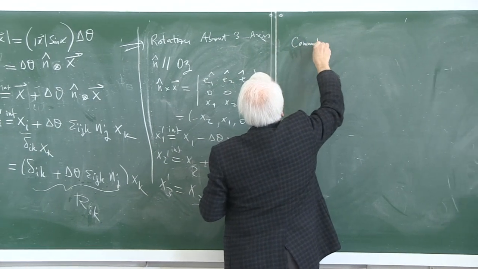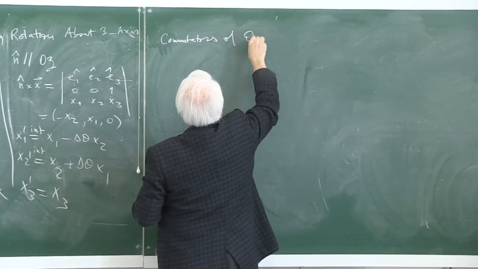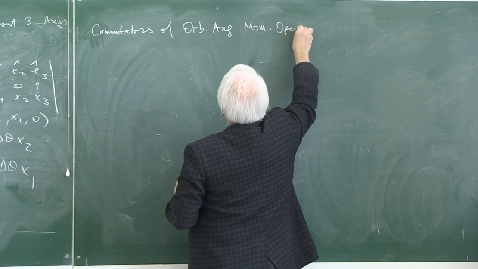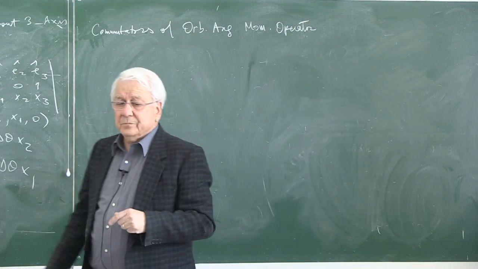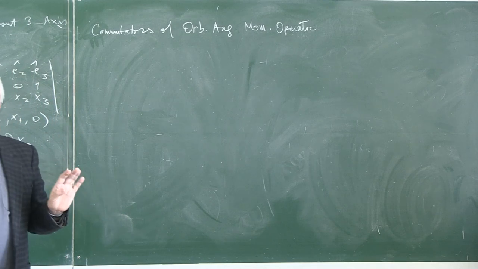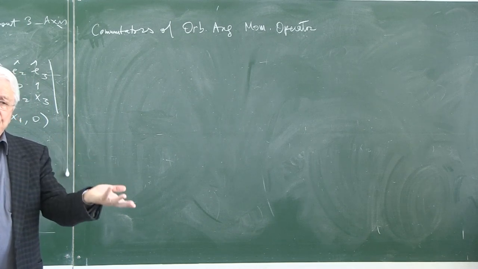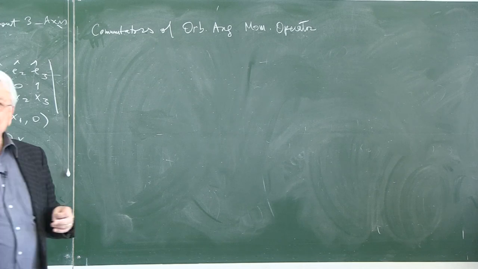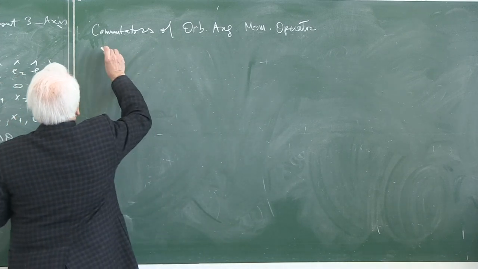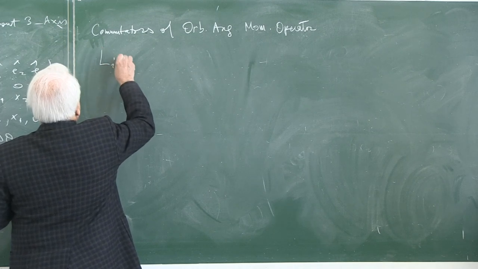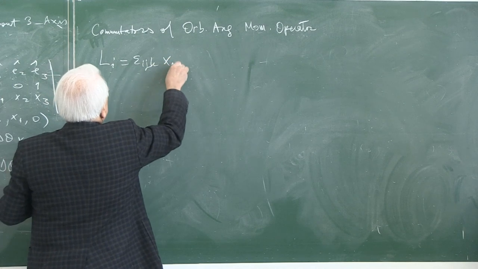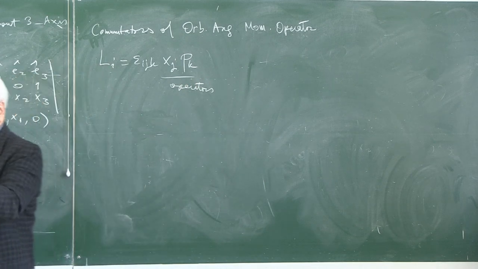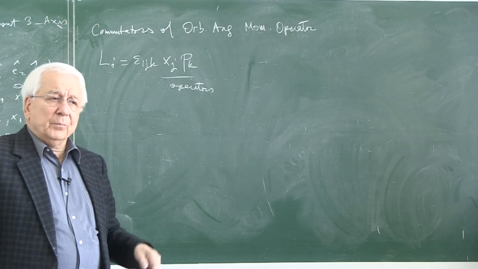Commutators of orbital angular momentum. Now, I will use the simple notation. As we are not going to go from operators to eigenvalues, instead of writing the capital letters, which is not easy and is costly, I use l_i = epsilon_ijk x_j p_k. Operators. I use small letters, but I say these are operators now, instead of complicating the notation any further.